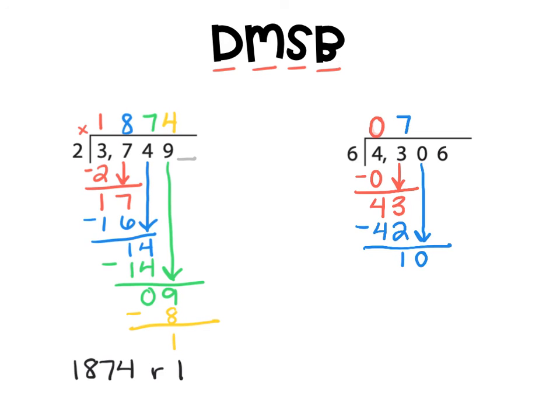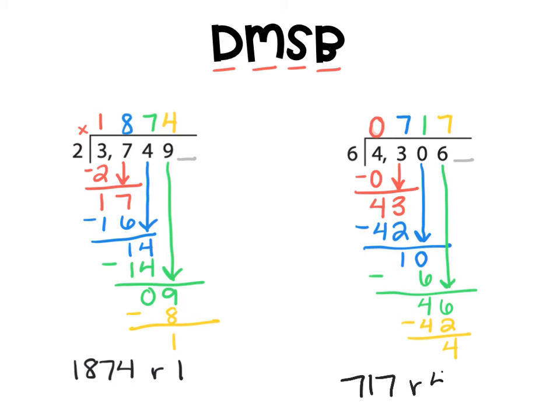Now I can start the process over again with the dividing. 10 divided by 6 is 1. 1 times 6 is 6. When I subtract, I get 4 and bring down the 6. 46 divided by 6 is going to be 7. 7 times 6, again, is 42. When I subtract, I get 4. There's nothing else for me to bring down, so I know that my quotient is 717 with a remainder of 4.